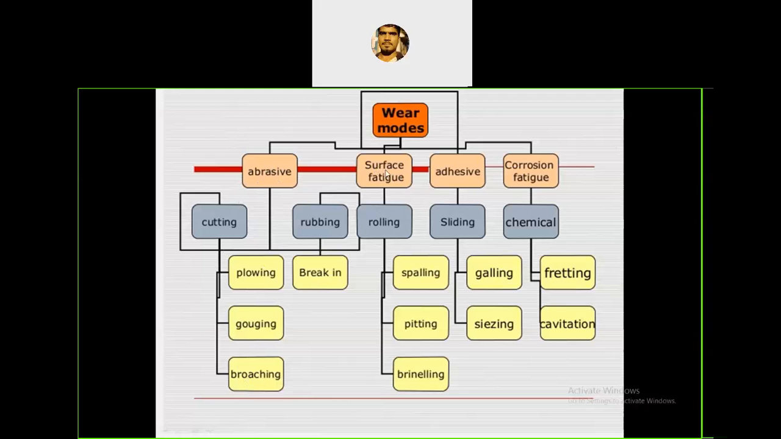And for surface fatigue, there is spalling, pitting, brinelling. These are just marks on the surface. Here it will provide grooves or holes, and here it will mark or provide indentations. Adhesive means galling or seizing; it will seize the two surfaces. Corrosion fatigue means fretting or cavitation; it will create cavitation or fretting. So these are the modes, and there are sub modes.